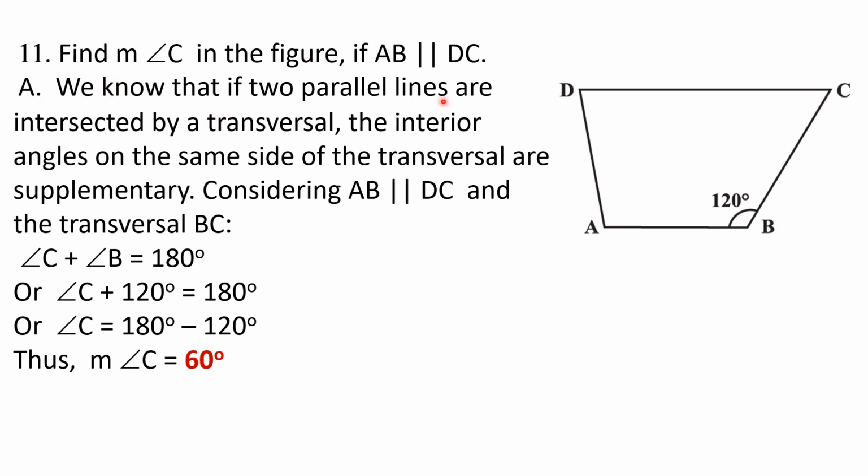We know that if two parallel lines are intersected by a transversal, the interior angles on the same side of the transversal are supplementary. So now considering AB parallel to DC, which is given to us, and the transversal BC, angle C plus angle B is equal to 180 degrees. Angle C and angle B will be supplementary because they are on the same side of BC, and BC is intersecting CD and AB, which are parallel. So angle C plus 120 degrees is equal to 180 degrees, or angle C is equal to 180 minus 120 degrees. Thus the measure of angle C is equal to 60 degrees. That means this angle is equal to 60 degrees.